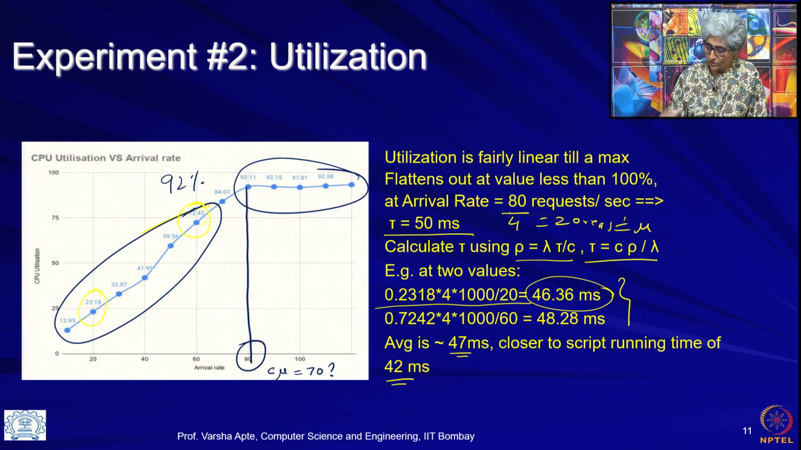Okay. Note that if 42 milliseconds is the tau, then C mu is actually close to 80 requests per second, right? No, actually it is greater than 80, much greater than 80 requests per second. With 50 milliseconds, we have 20 requests per second capacity of one core and 80 for four cores. So with 42 milliseconds, we should be having much more.